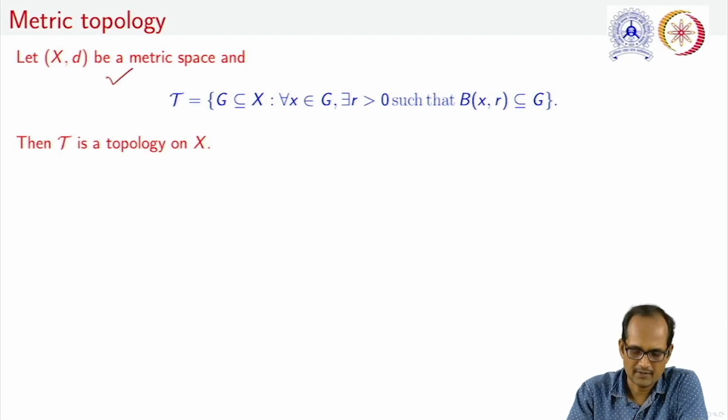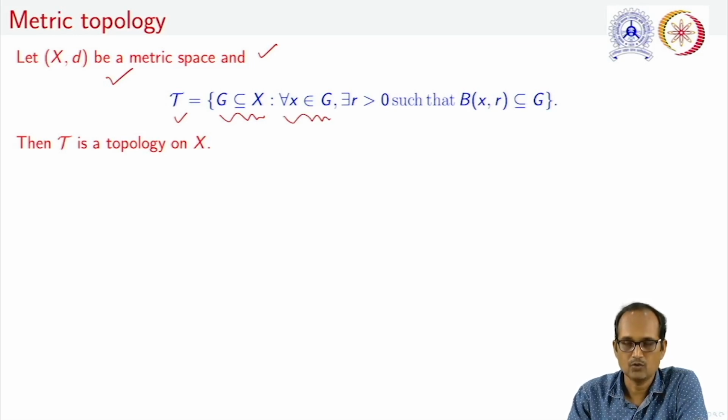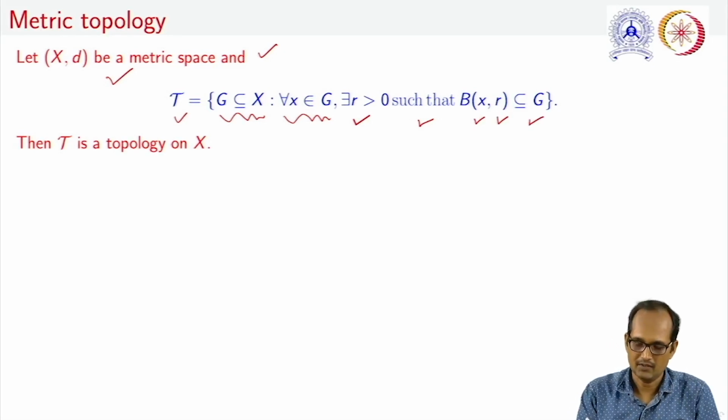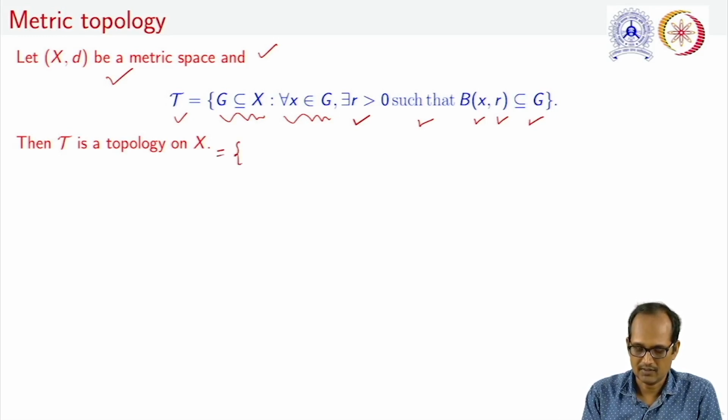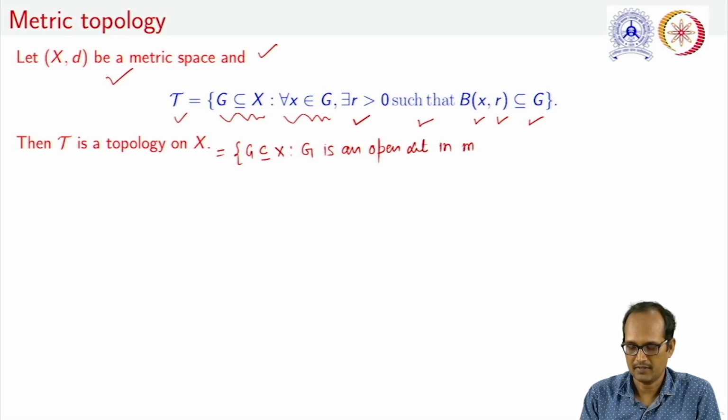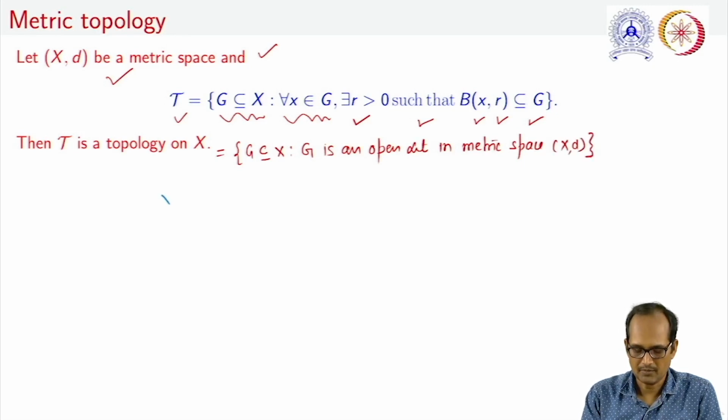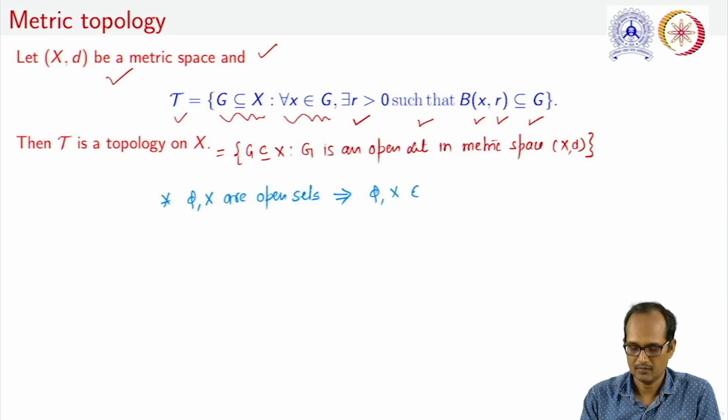So let (X, d) be a metric space and tau is a collection of some subsets G of X such that for all x belongs to G, there exists r greater than 0 such that the open ball centered at x with radius r is a subset of G. If we look at this definition, this can be rewritten as G subset of X such that G is an open set in metric space (X, d). As we have seen that empty set and X are open sets in metric space (X, d), it means that empty set and X both are in tau.